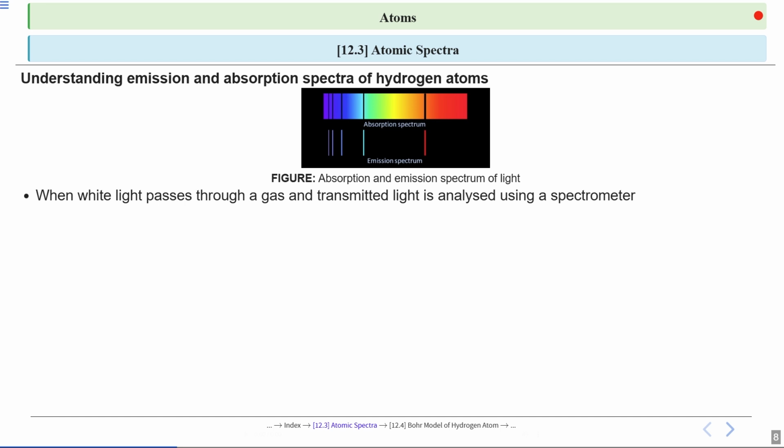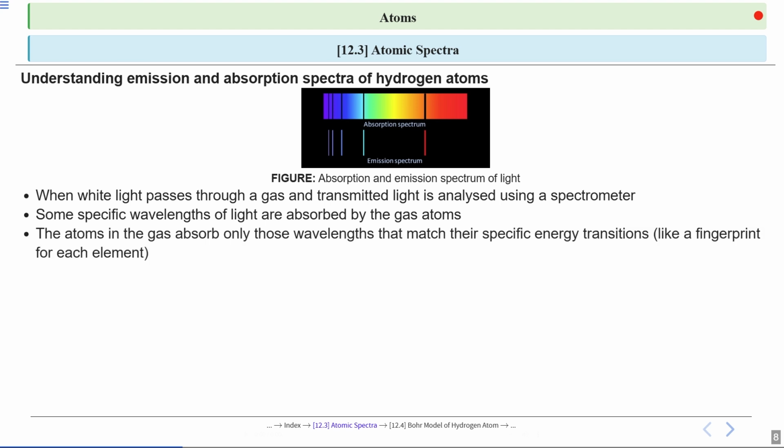A spectrometer is a device that separates light into its different colors or wavelengths. Some specific wavelengths of light are absorbed by the gas atoms. This means that not all colors from the white light make it through the gas. Certain ones are missing after passing through the gas.